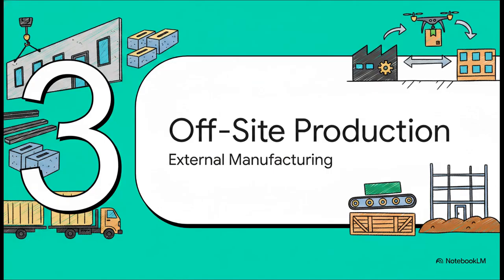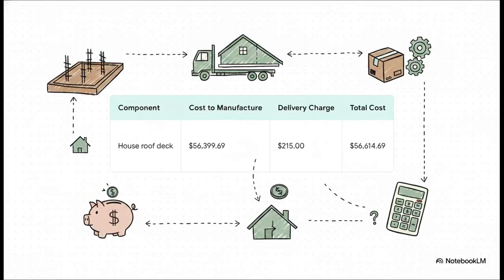Next up, Section 3, Off-Site Production Costs, Accounting for External Manufacturing. While John is focused on the foundation today, later on he's going to need to order off-site elements, like a house roof deck. The raw manufacturing cost for that might be $56,399.69, but an estimator can never, ever forget the logistics. You have to factor in the delivery charge, in this specific case, $215, to find the true total cost. Trust me, a forgotten delivery fee on a massive project will eat up your profit margins incredibly fast.